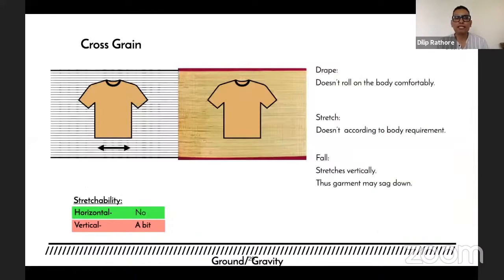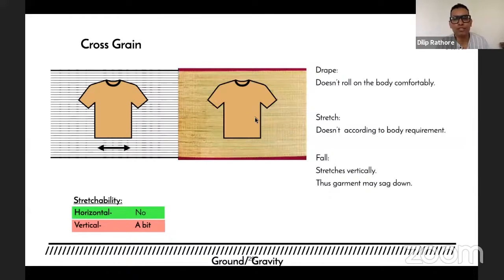Now, coming to the second one, cross grain. What happens if you cut a garment on the cross grain? It means you put your pattern in such a way that the warp runs horizontally and the weft runs vertically. So here is another picture, if you want to see how it will be if it is a stiffer yarn, and not so stiff warp and not so stiff weft.